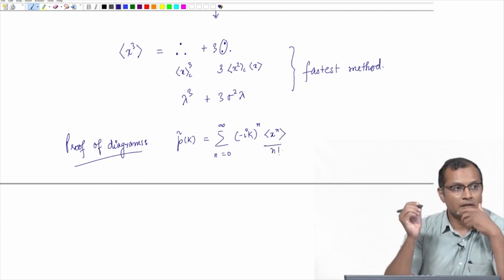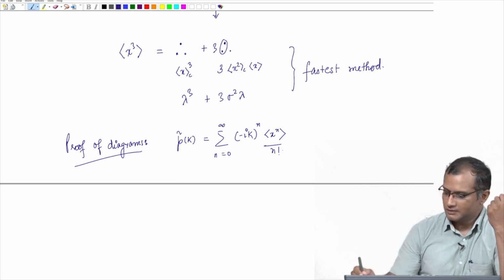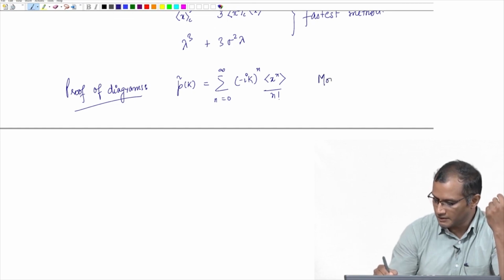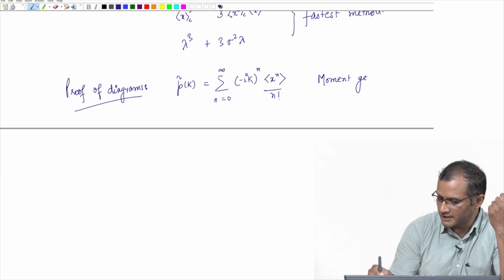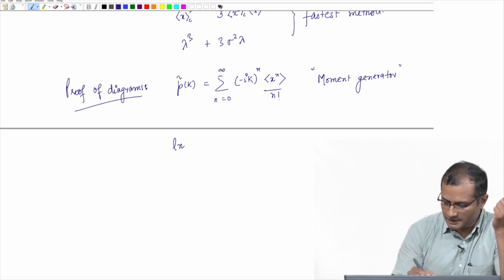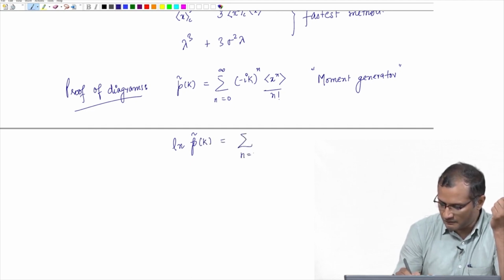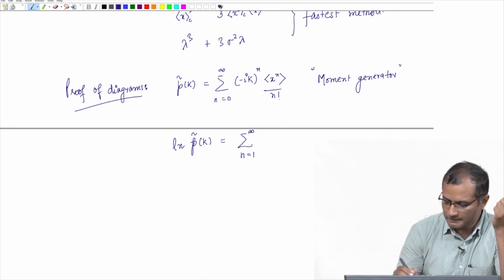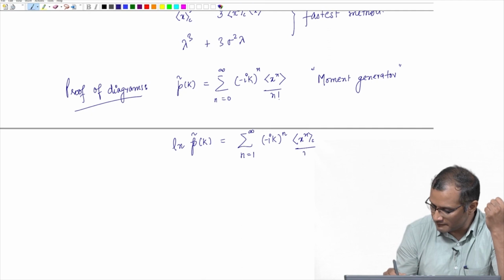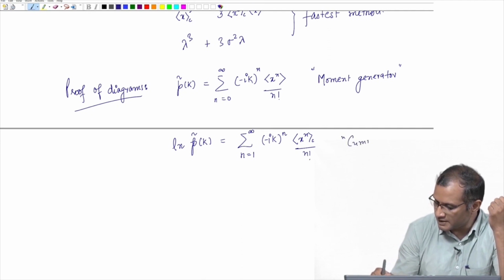Okay. This is the moment generating function, let us write it in short as moment generator, or the characteristic function. We also have the cumulant generating function, which is ln of this, and this was written as summation n going from 1 to infinity, (minus i k) to the power n, the nth cumulant over n factorial. So, let us call this the cumulant generator.